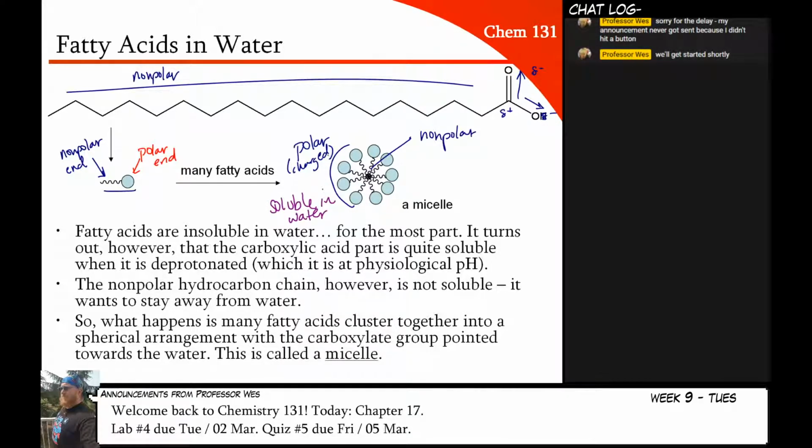But the inside part is nonpolar. And so what that means is that when I wash clothing that is contaminated with grease and oil, that grease and oil is soluble in the nonpolar part. And so it ends up in here, dissolved into the nonpolar part of the micelle.